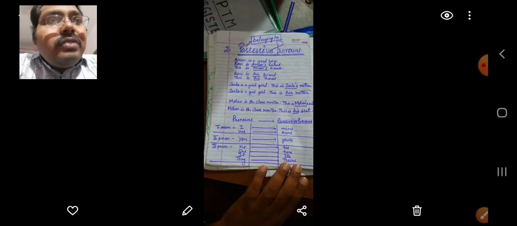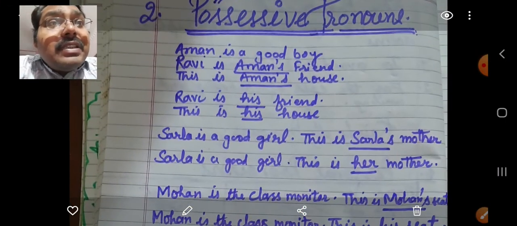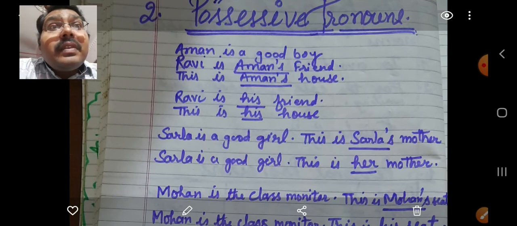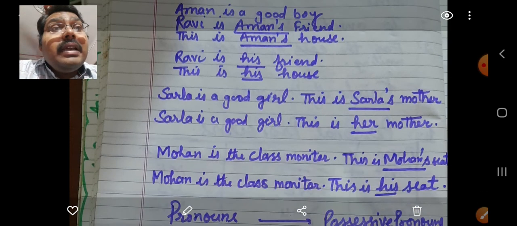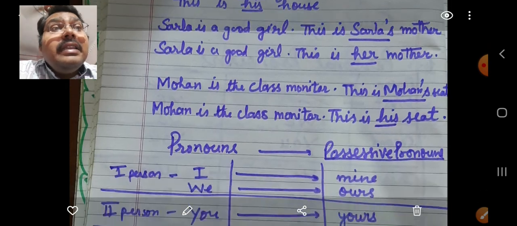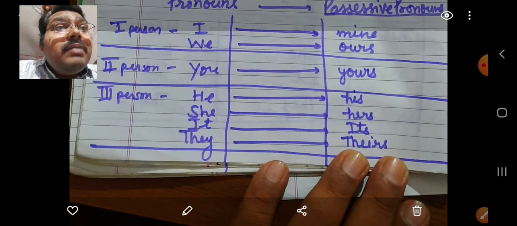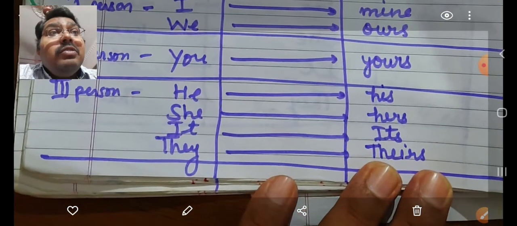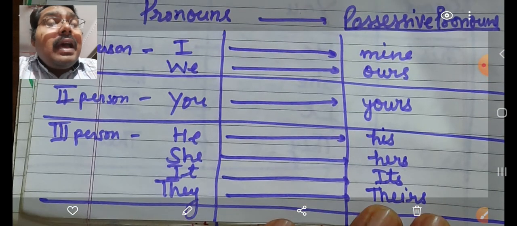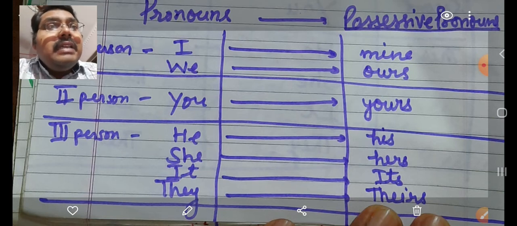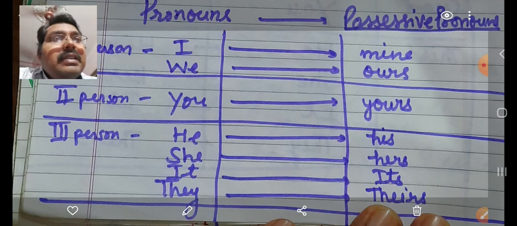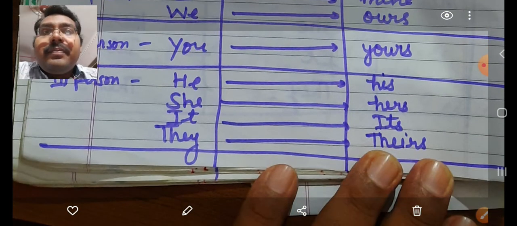After that, I told you about the possessive cases of pronouns. If the noun is in possessive case, with an apostrophe s, then we will select from the suitable possessive case. I told you the possessive cases of pronouns. I possessive case is mine, we possessive case is ours, you possessive case is yours, he possessive case is his, she possessive case is hers, it possessive case is its, and they possessive case is theirs.